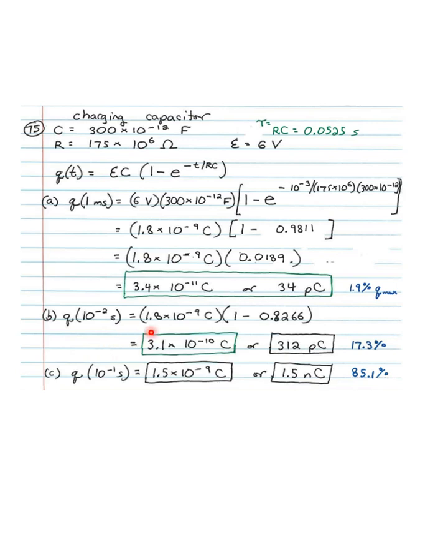For part B, we do the same. When we do that, the bit in the brackets becomes 1 minus 0.8266, which means it's only going to be 17.3% of its final charge, or 312 picocoulombs. Finally, for part C, 100 milliseconds or 0.1 seconds, when you run the numbers, you should get 1.5 nanocoulombs. It is 85.1% of the maximum charge.